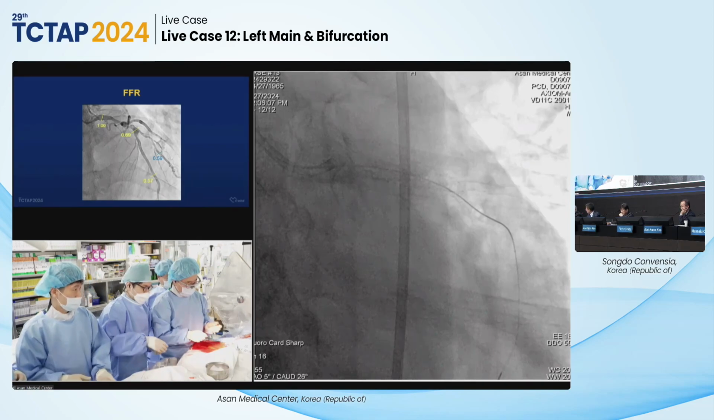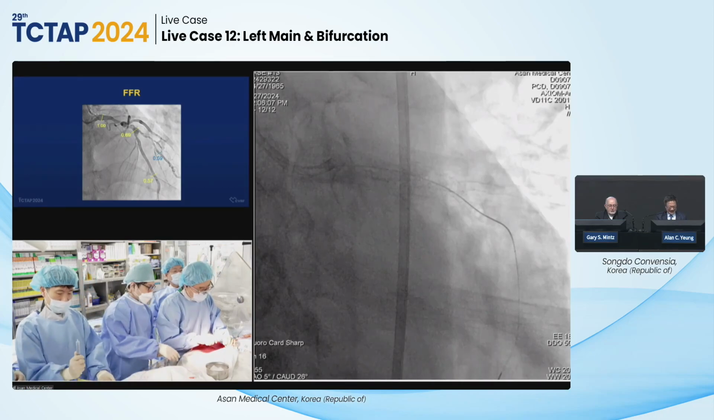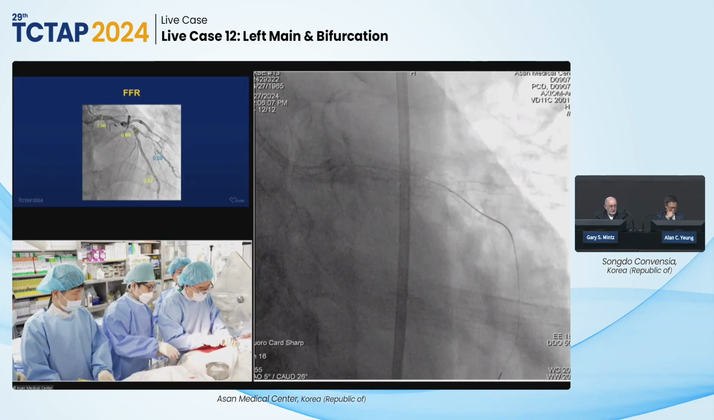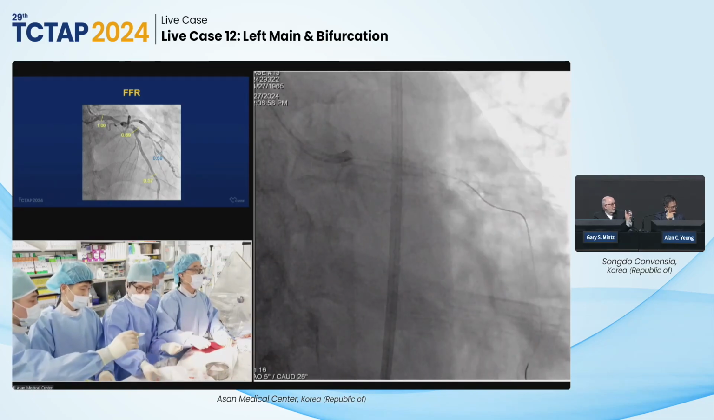Gary, any guess? What is the FFR? Nope, don't want to guess. Point 9? Also don't.